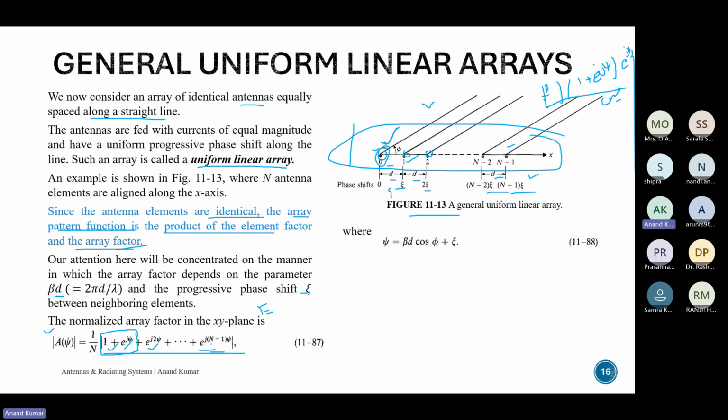And over here, this psi is beta d cos phi plus psi. So this remains same as in the previous slides. So this is the normalized array factor.